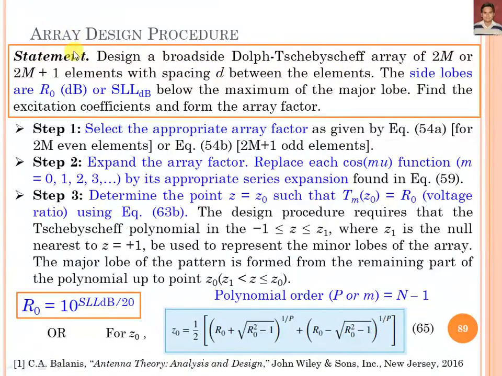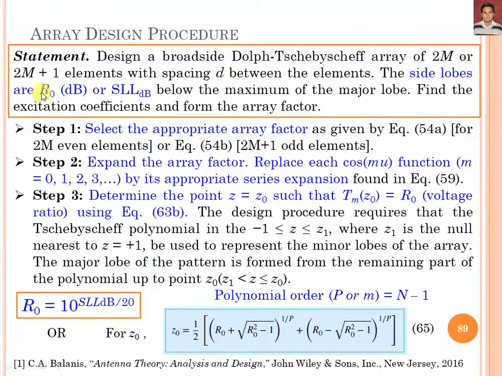And then further we have to analyze the array design procedure that can be used to design the Dolph-Chebyshev array. The statement of this array is: design a broadside Dolph-Chebyshev array of 2M or 2M plus 1 elements. As we can see, this is an even and this is an odd number of elements, having the spacing d between elements.